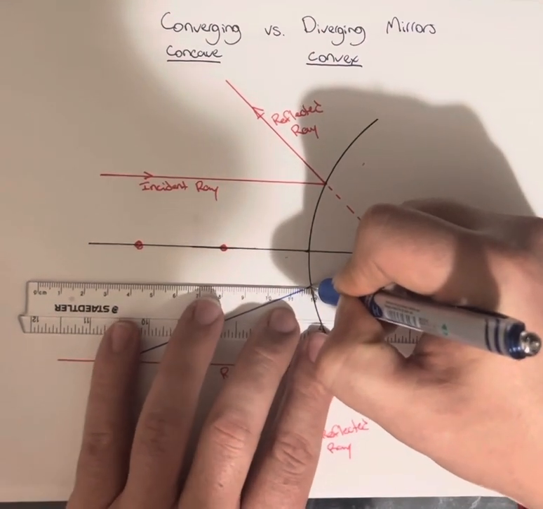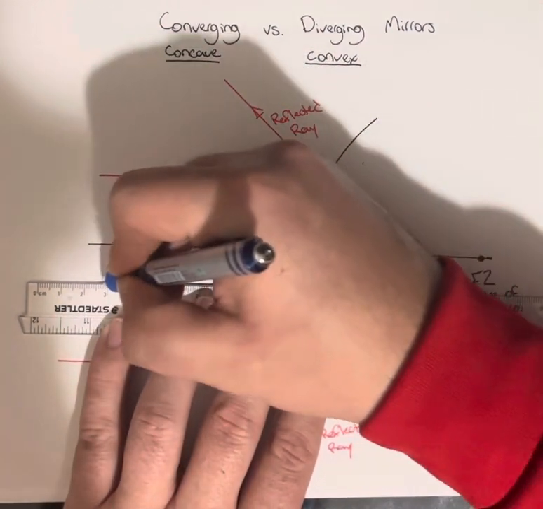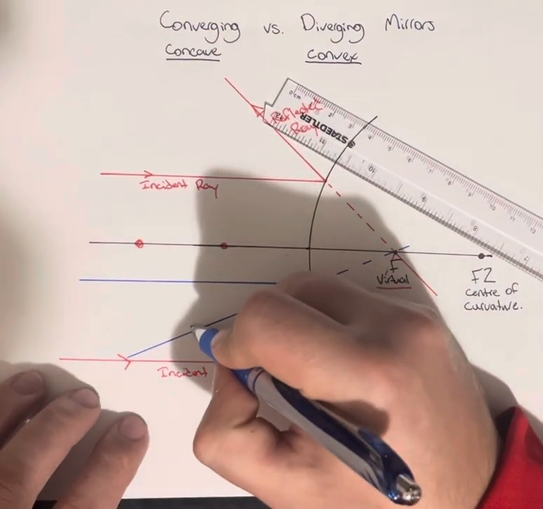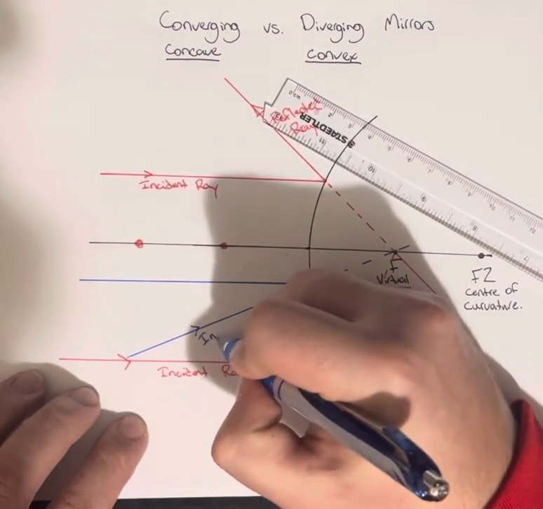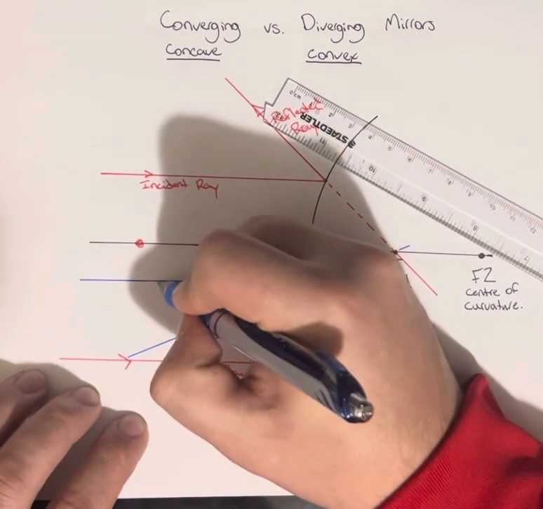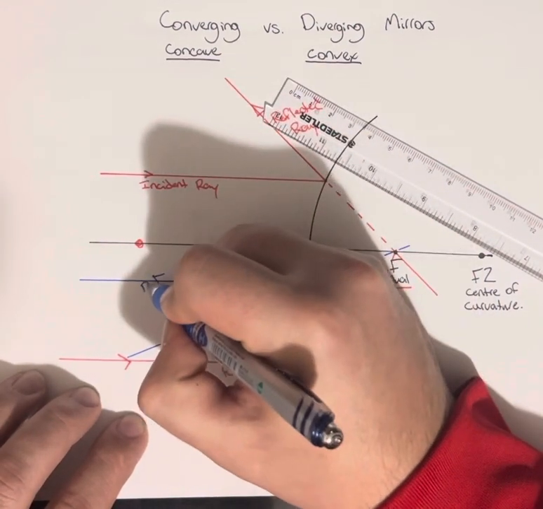So really, nothing is changing here. But what you will see is we're just working on opposite sides of the mirror again. So this is an incident ray. And this here is my reflected ray.